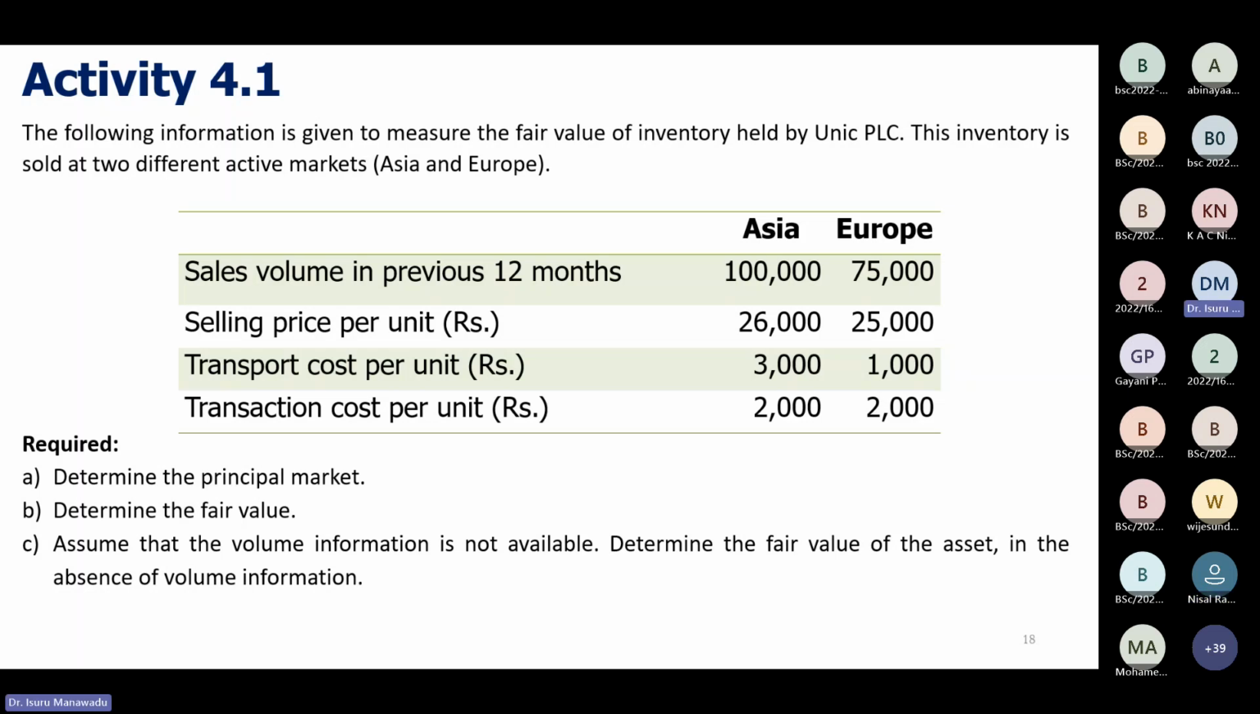24,000. Very good. 25,000 minus 1,000, then 24,000 can be received. Hurry. That is the fair value. That's the answer.